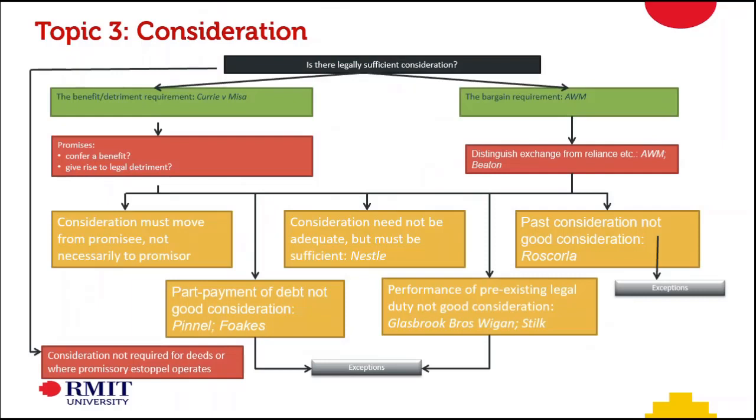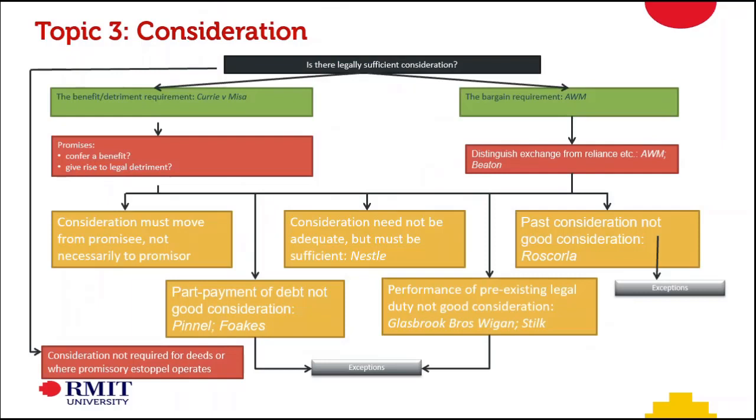This is the sort of mind map or the flow chart for consideration. There are two fundamental questions that you need to ask yourself in relation to consideration. Firstly, does it meet this benefit-detriment requirement, the Currie v Misa test? Can we see that each party gives something in exchange for getting something? And then the second part of the test is the bargain requirement. Is the thing that you give and the thing that you get in exchange for each other in some way? Are they related to this deal?